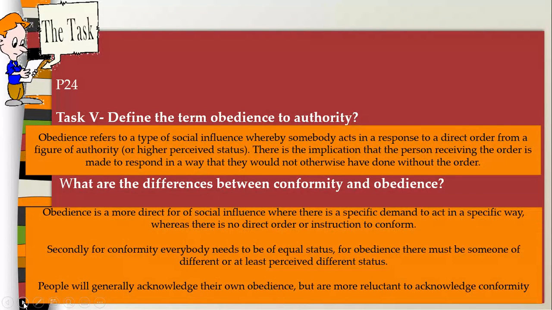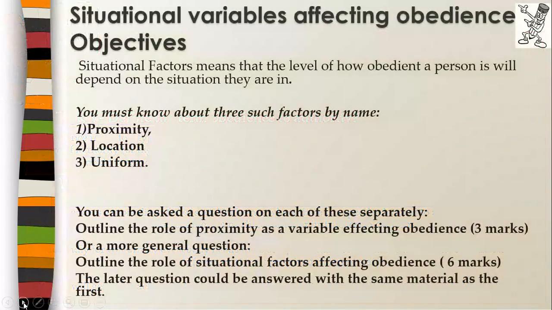And the differences between conformity and obedience. Obedience is a more direct form of social influence where there's a specific demand to act in a specific way. For conformity, everyone needs to be equal status. For obedience, there must be someone of different or perceived different status. People generally acknowledge their own obedience, but they're more reluctant to acknowledge conformity.